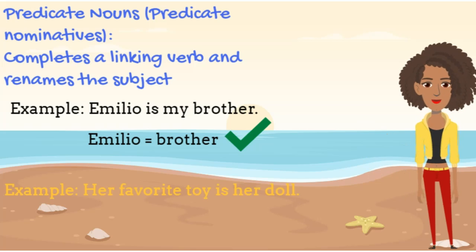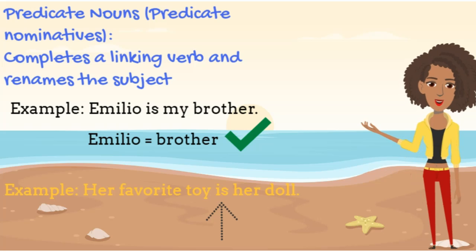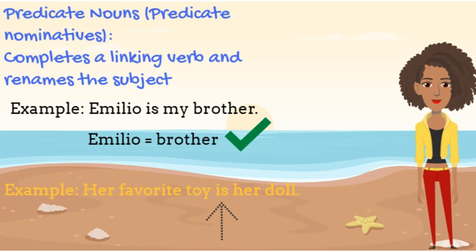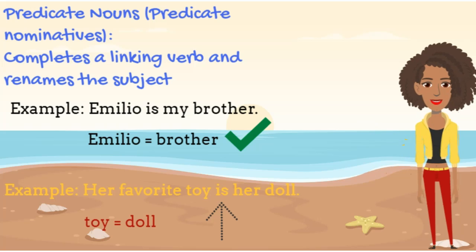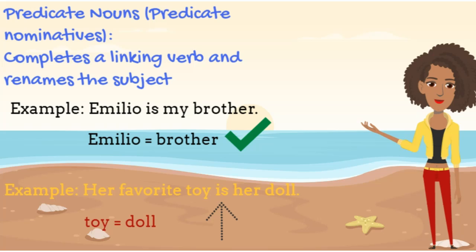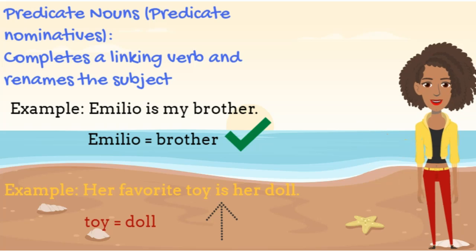The second example is, her favorite toy is her doll. We see the linking verb is, and we know that the subject is toy. So the word doll is the predicate nominative, and toy equals doll.